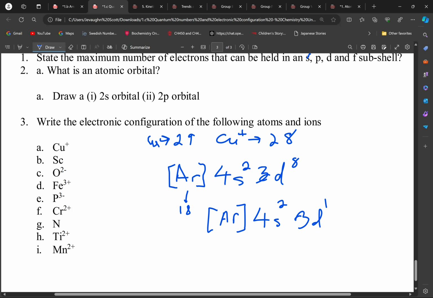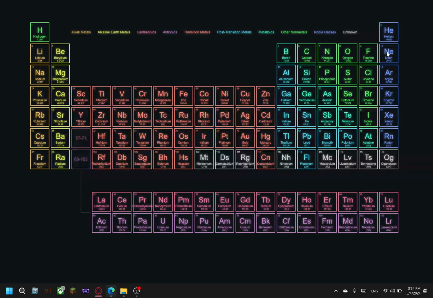So the noble gas that comes before oxygen is not argon. Right, what would it be? The noble gas that comes before oxygen is what? If you look at this, oxygen is here, so it'd be helium. So I would write helium in the bracket and then work my way up to oxygen. If I was working with the phosphorus there, I would write my neon and then work my way up to my phosphorus.